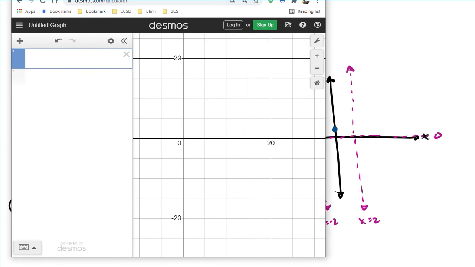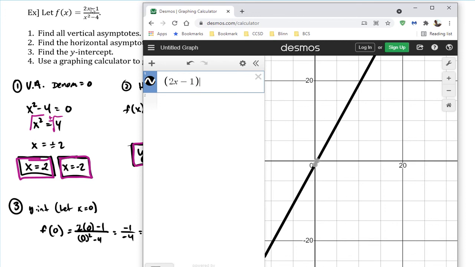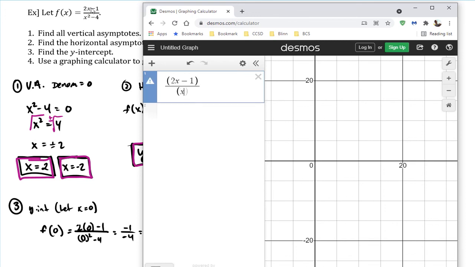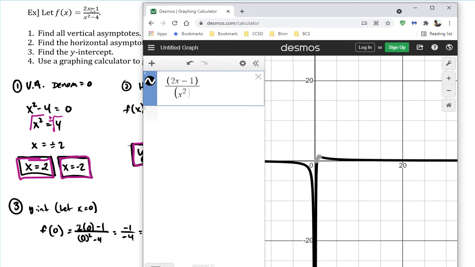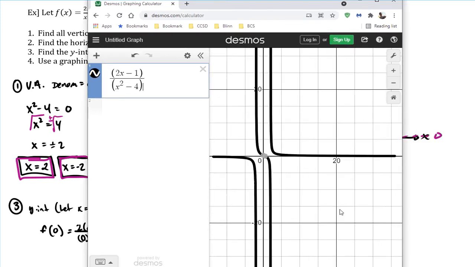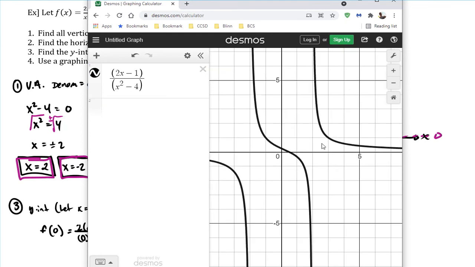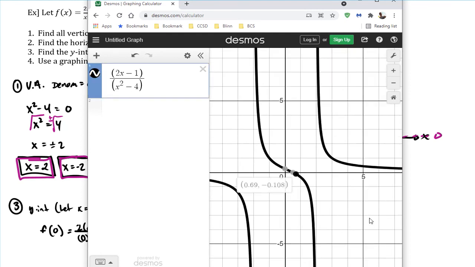I'm just going to hit X on this, and then we're going to type it in exactly as we see it. Here's where we want to use the parentheses for our numerator, divided by parentheses in our denominator. Oops, -4, like that. Okay, so there we get this picture. Okay, so notice that it does this curve through the x-axis, so I probably want that point. 0.5 and 0. There's the 0 and 1/4 that we found.